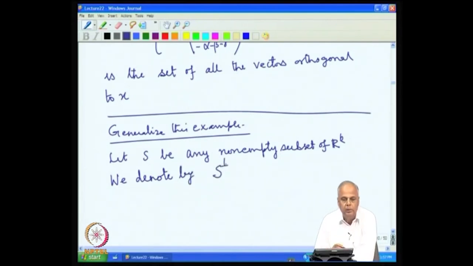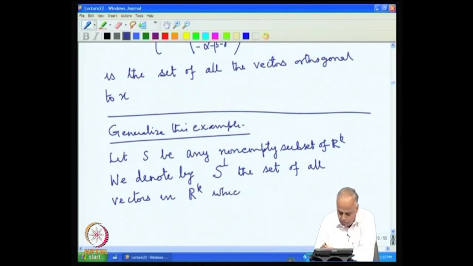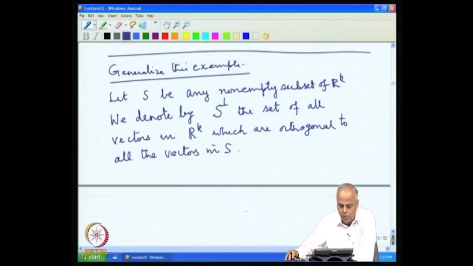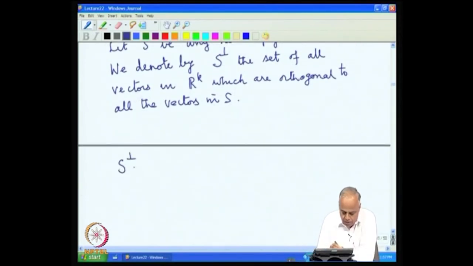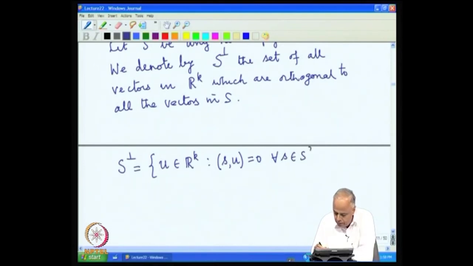by S perp, with a superscript perp, the set of all vectors in R^k which are orthogonal to all the vectors in S. So, symbolically we can write S perp is the set of all the vectors u in R^k such that u must be orthogonal to every vector s. So, we must have <s, u> equal to 0, because u must be orthogonal to s, and this must happen for every s because it must be orthogonal to all the vectors. So, it is the set of all u in R^k such that <s, u> is 0 for every s in S.